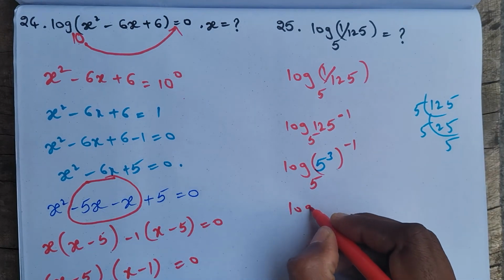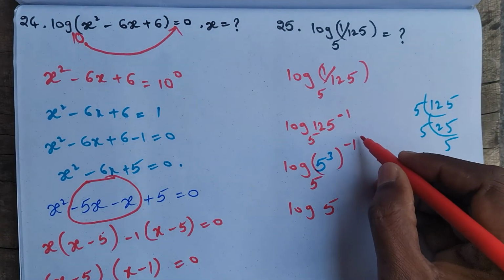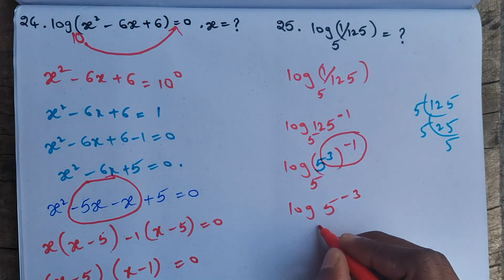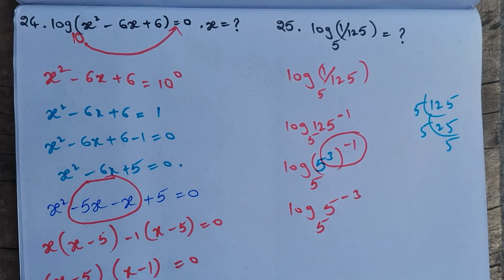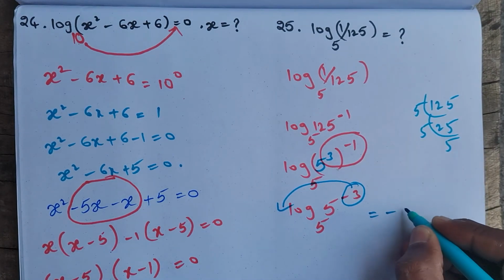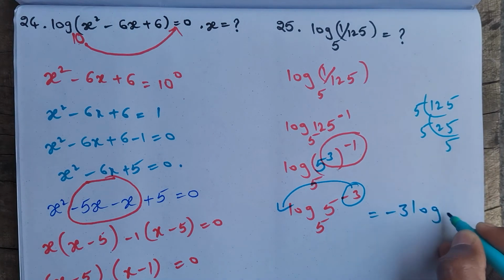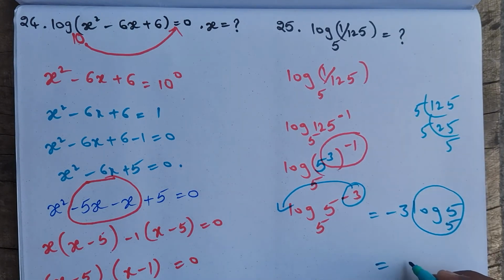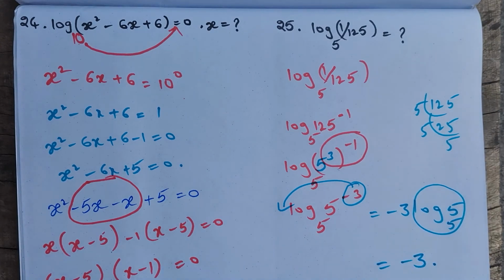Now log 5 power, here 2 powers are there, so multiply 3 into minus 1, minus 3, with base 5. Now as usual that power minus 3 will go to the front, so we will get minus 3 times log 5 base 5. Log 5 base 5 value is 1, so the final answer is minus 3. Value of log 1 by 125 with base 5 is minus 3.